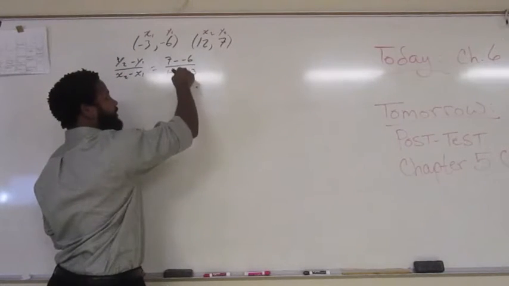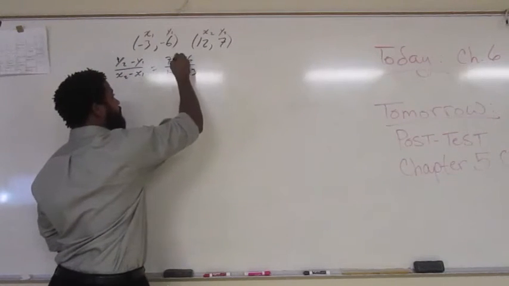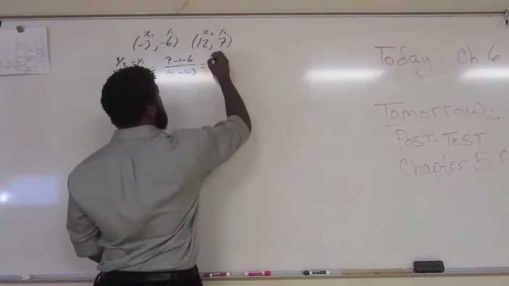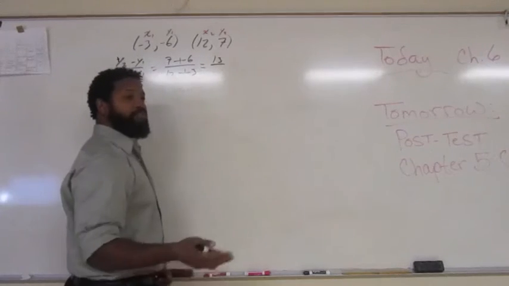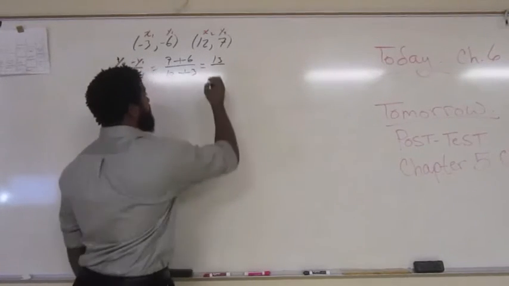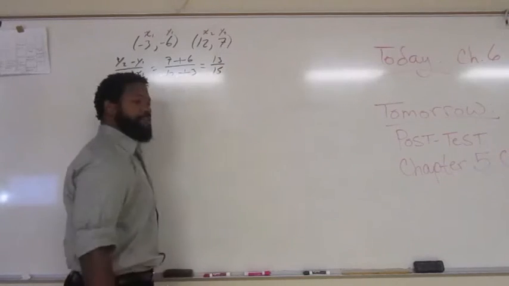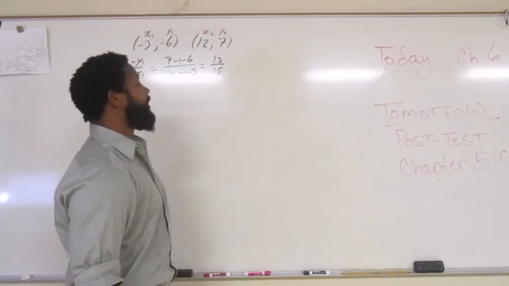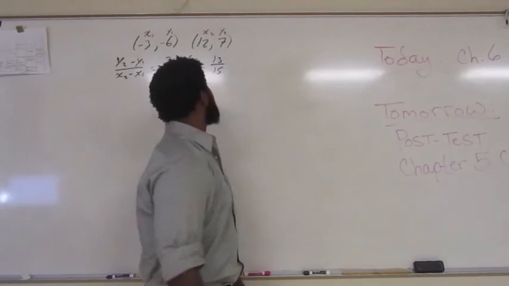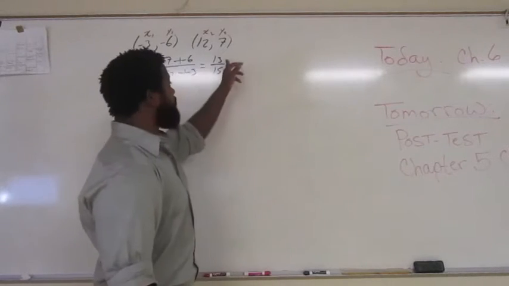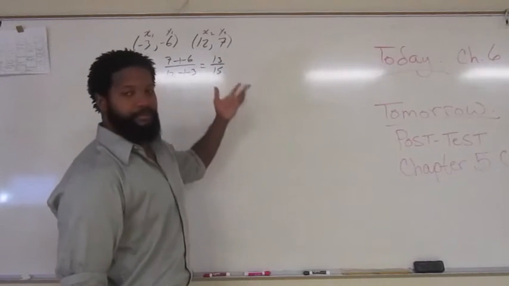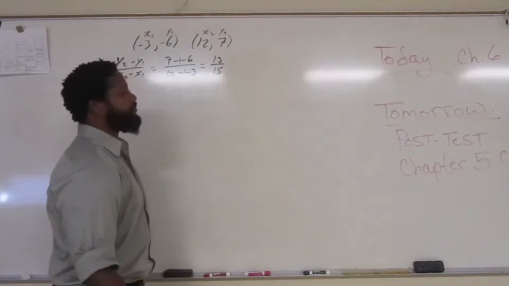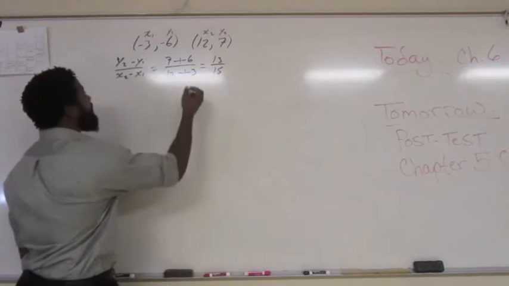What happens when you're subtracting a negative? You add them together. Okay? 7 plus 6 is 13. 12 plus 3 is 15. Can you simplify these? Nope. No, not at all. If the numerator was 12, then yes, you could, it would simplify to 4 over 5. But in this type of situation, you can't really do that, okay?